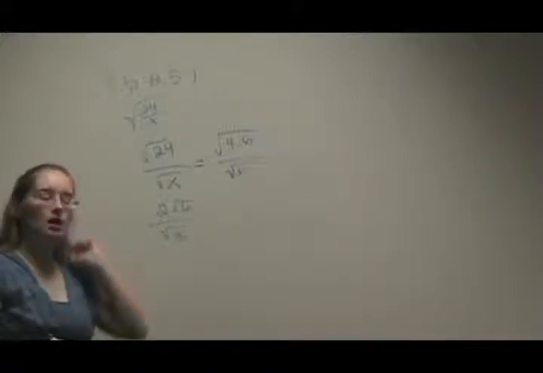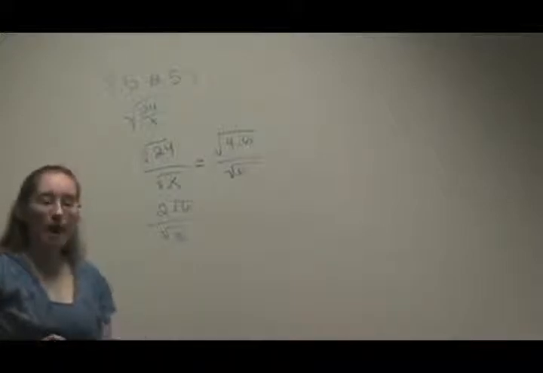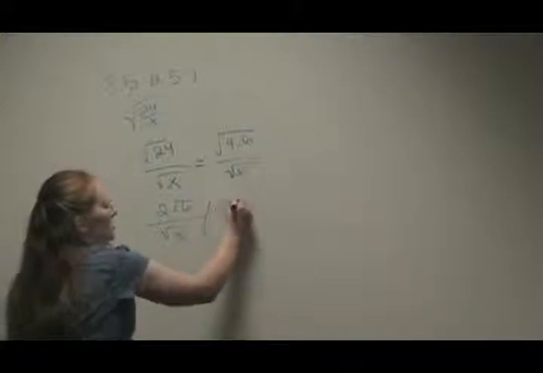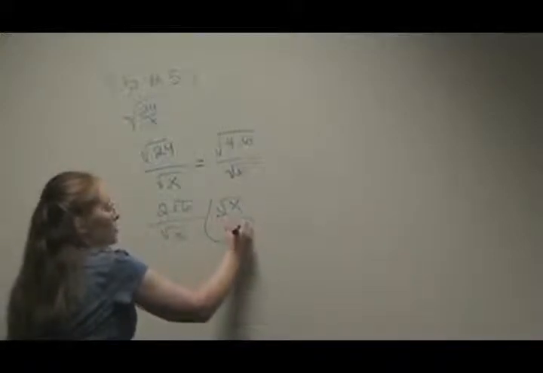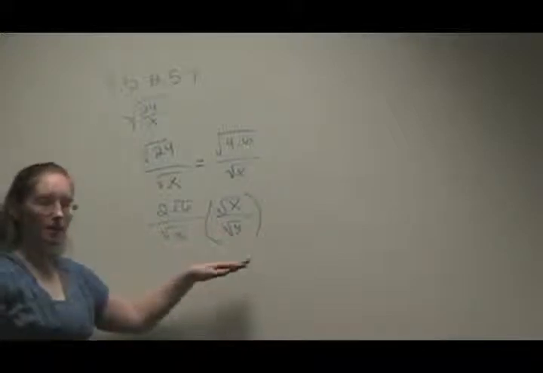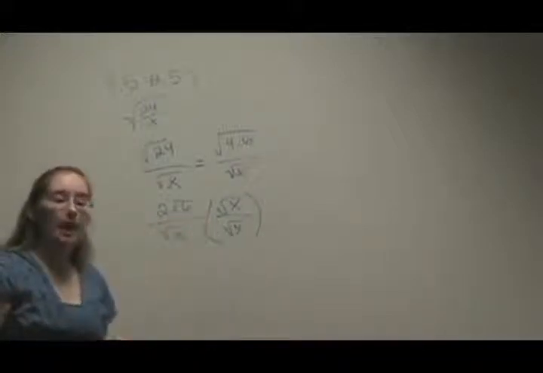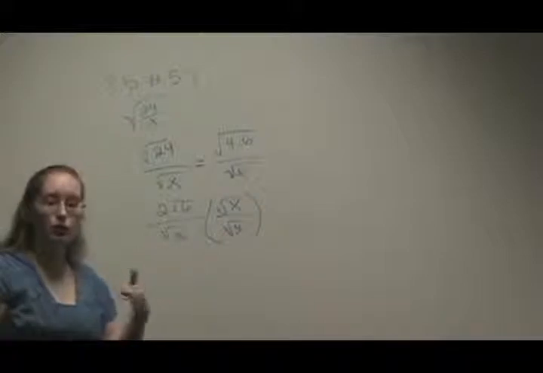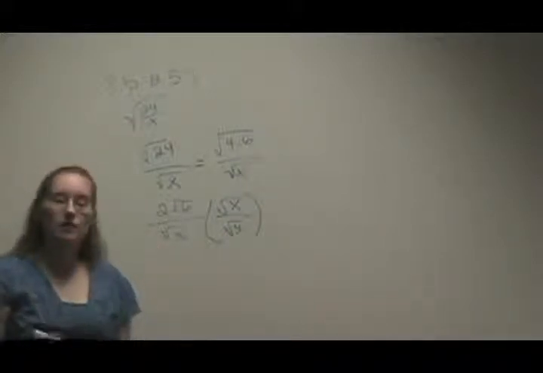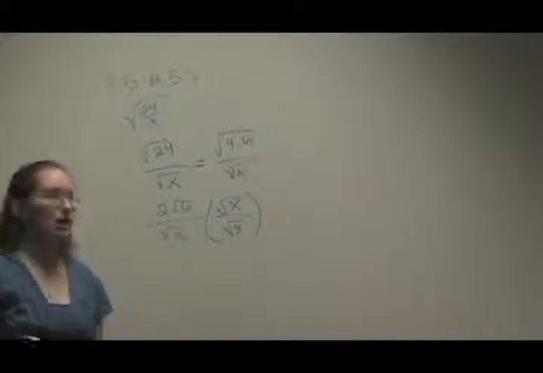To rationalize the denominator, we're going to times by the same radical because they will cancel each other out. So, square root of x over the square root of x. Remember, we can multiply by anything that equals 1, so it's the same top and bottom. This works for radicals, so just like you can times by 3 over 3, you can times by the square root of 3 over the square root of 3. And this is what we're going to use to rationalize the denominator.